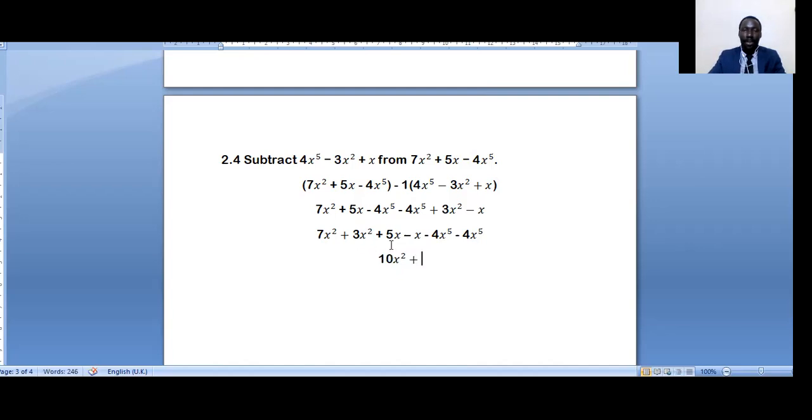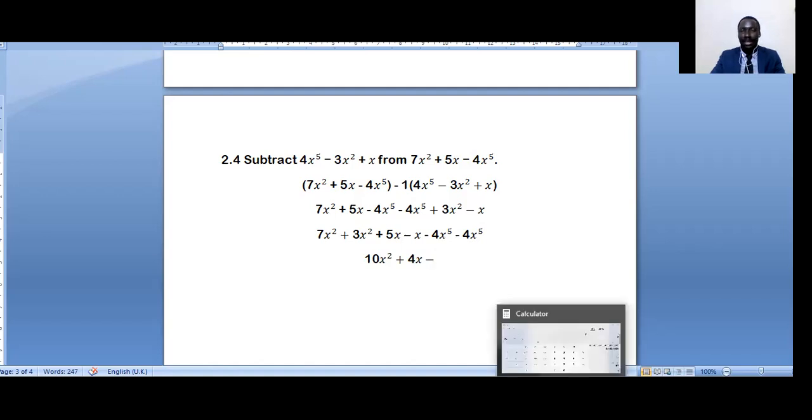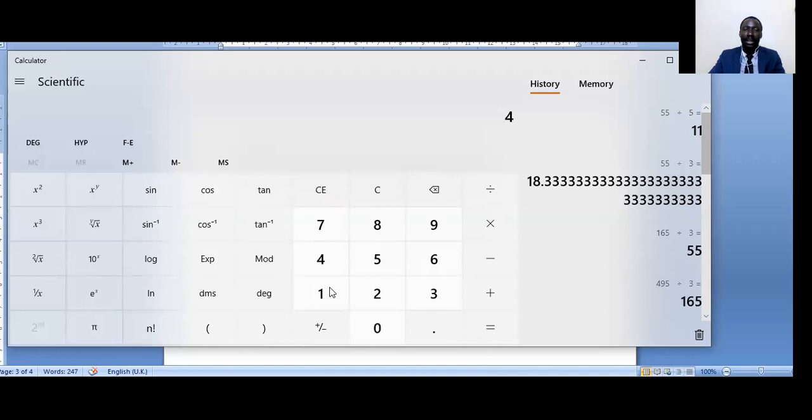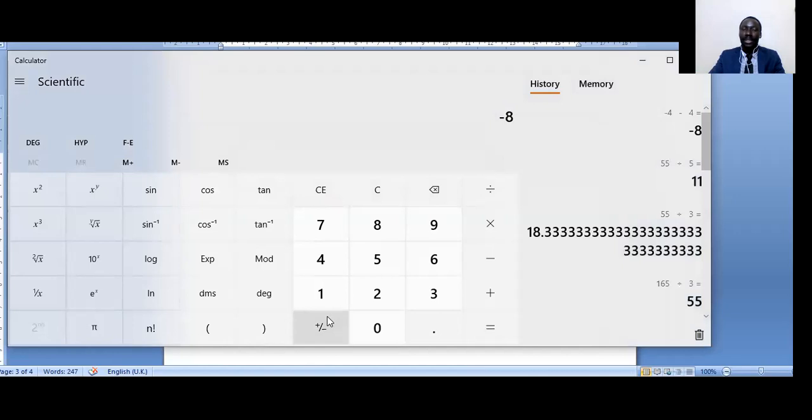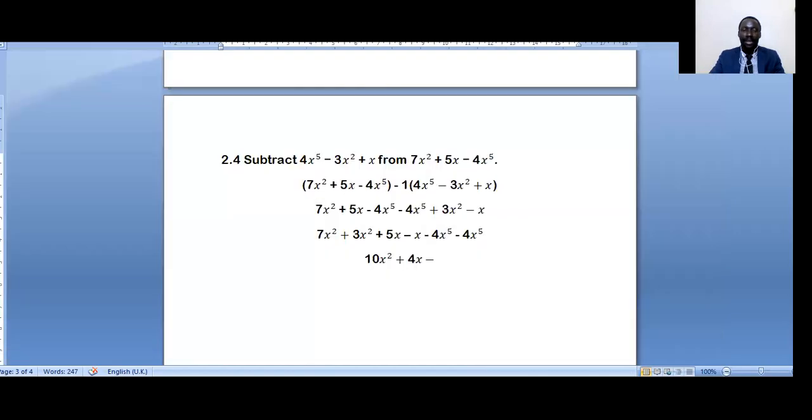Then after that, the next thing we want to deal with is the 5 and the 1. So 5 minus 1 is 4. So we will be having 4x. Then after that, we now have these numbers here, which is -4 minus 4. What is -4 minus 4? That is -8. You can even see it from here. -4 minus 4 gives -8. So you'll be having the number in front as -8.